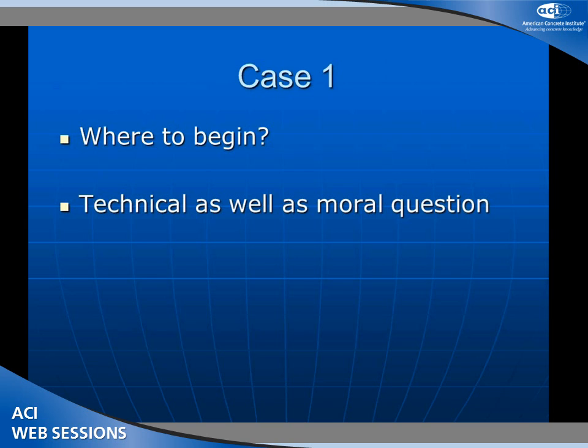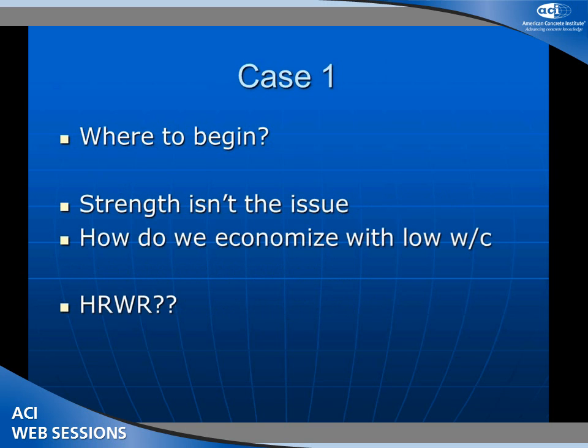Where to begin? Well, first off, we have a technical question: how to make this mix achieve that 0.40 economically? And then we have a moral question: just how much does that engineer know when he says he wants a 0.40 water cement ratio? What is he expecting to see? We have to be competitive because what's the other guy thinking?